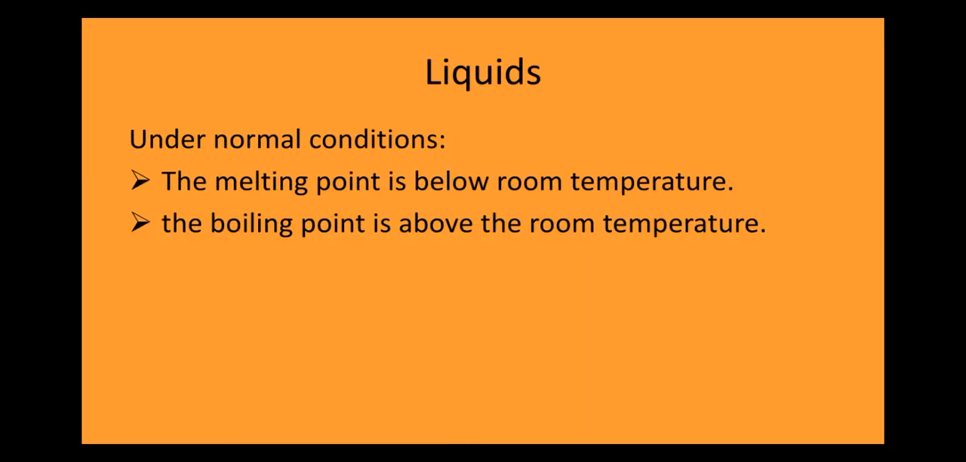Now, the next property of liquids is that the melting point of a liquid is below room temperature. However, the boiling point of the liquid is above the room temperature. Let us understand with the help of an example. The boiling point of water is 100 degrees Celsius. Now 100 degrees Celsius is quite higher than the normal room temperature. So what did we conclude? We concluded that the melting point of liquids is below room temperature. However, the boiling point is above the room temperature.